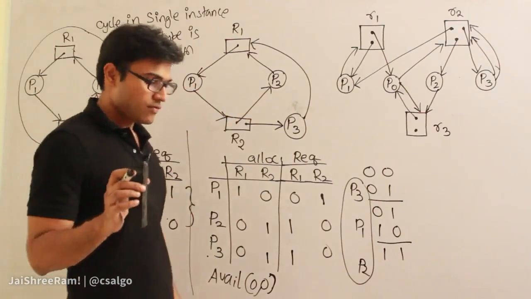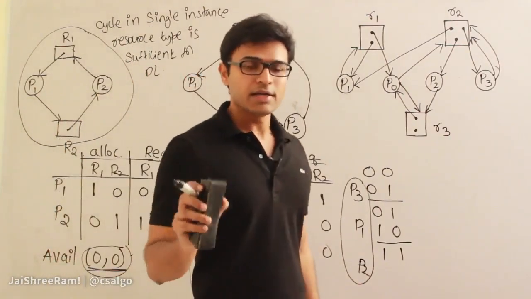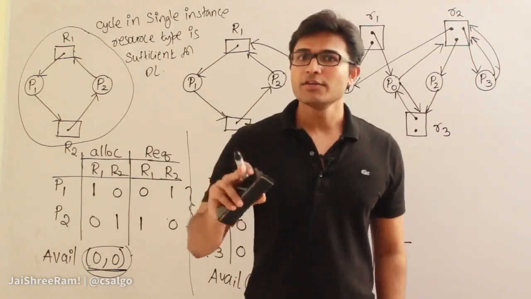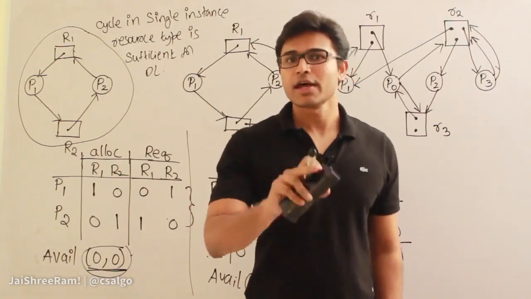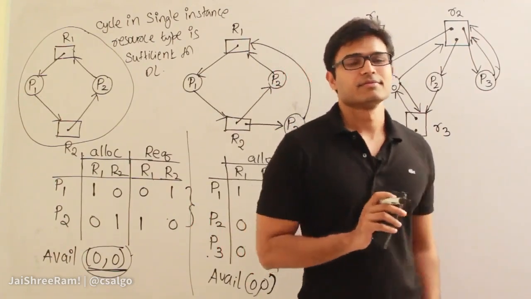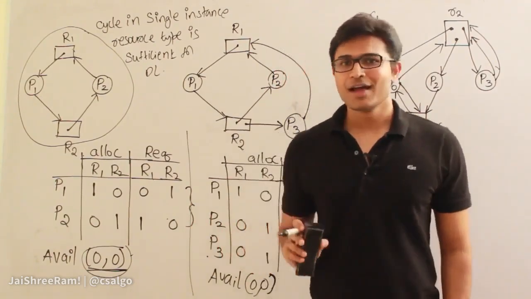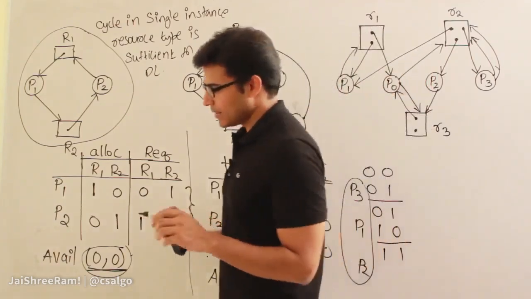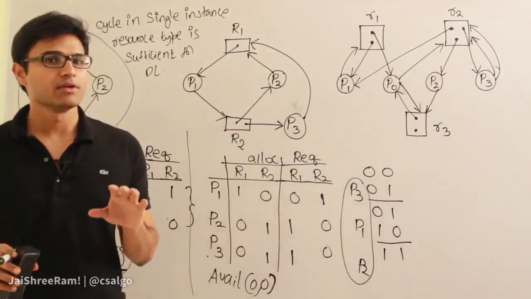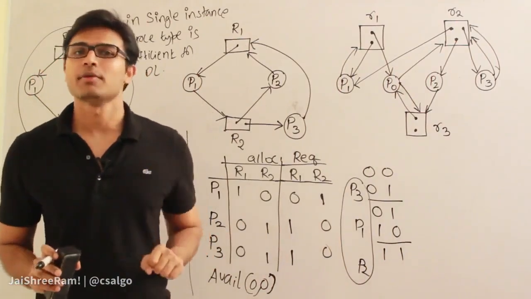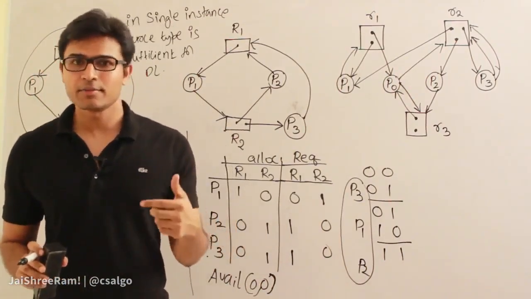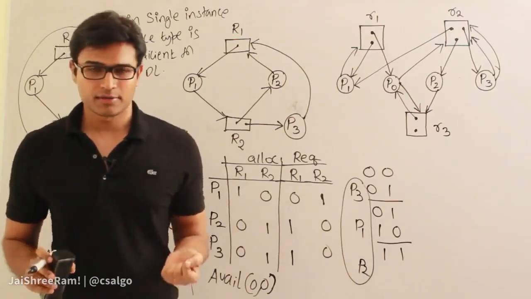Therefore, not every cycle in a multi-instance resource type graph is a deadlock. But if there has to be a deadlock, there has to be a cycle. Okay, please note it down. I don't know whether you understood it or not. I'll just tell you 3-4 points. You please note them down. It will be very easy, but you have to keep on reading them until you get it right.